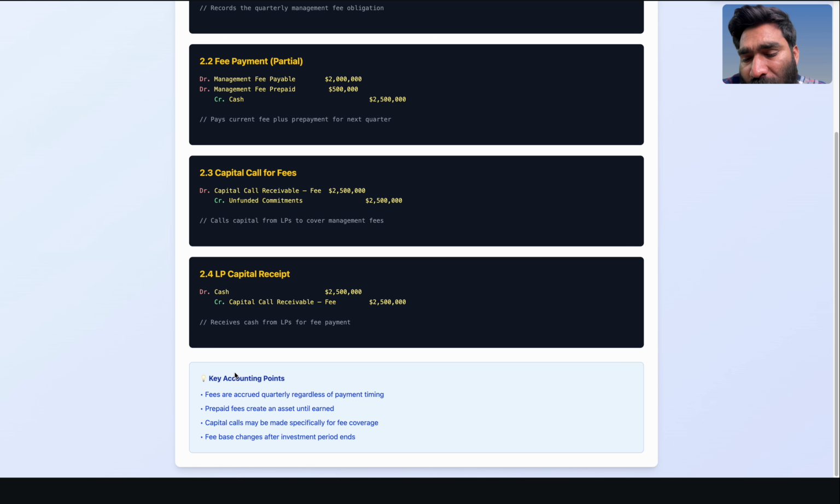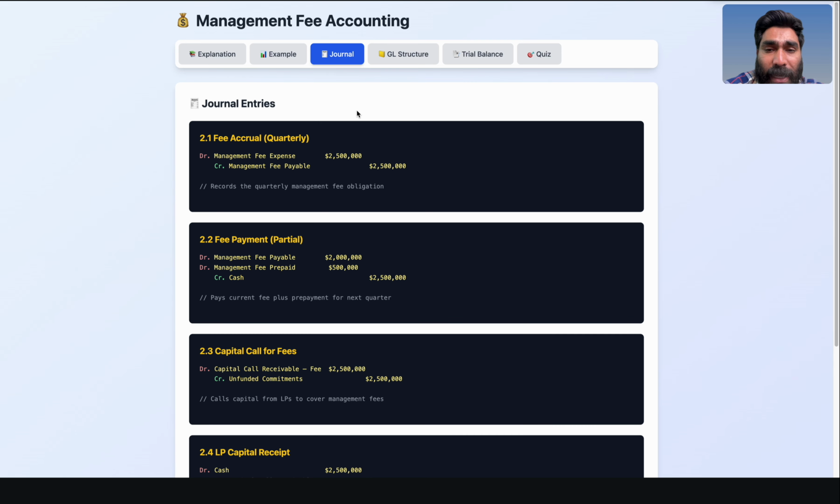All right. Now if I talk about key accounting points, fees are accrued quarterly regardless of payment timing, and prepaid fees create an asset until earned. Capital calls may be made specifically for fee coverage, and fee base changes after the investment period ends. So this is how we calculate the management fee and post the journal entries in the books of account.